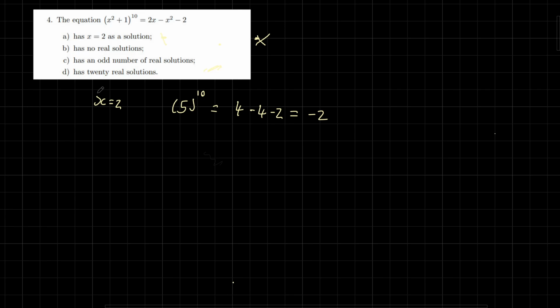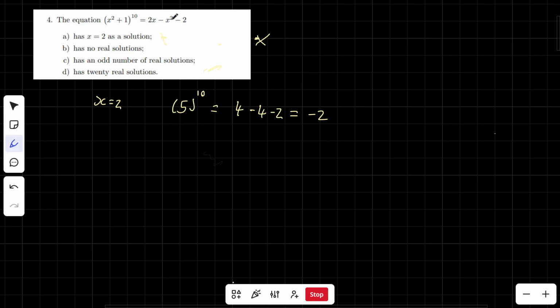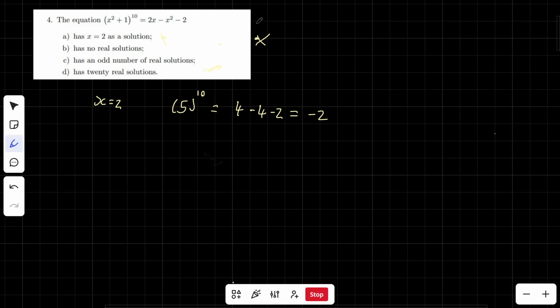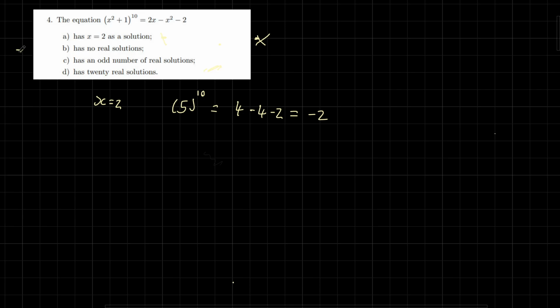So B, C and D, it's not as easy to just rule it out. This would be a polynomial of degree 20. So by the fundamental theorem of algebra, there could technically be 20 real solutions. It turns out the answer to this is B. This has no real solutions. And I'm going to show you multiple ways we could come to this conclusion.